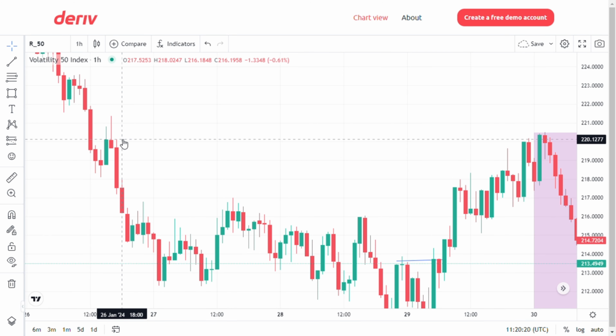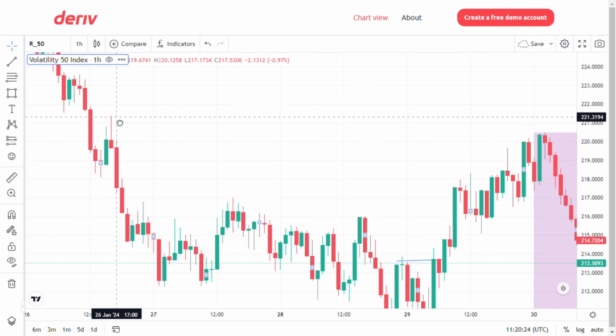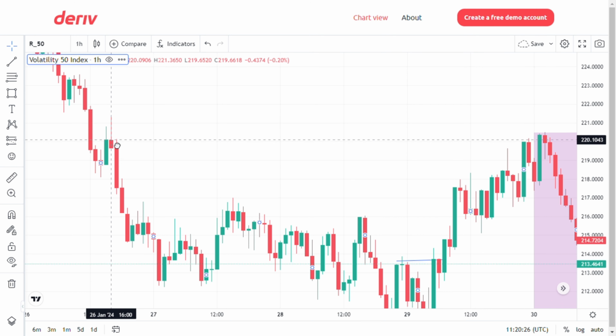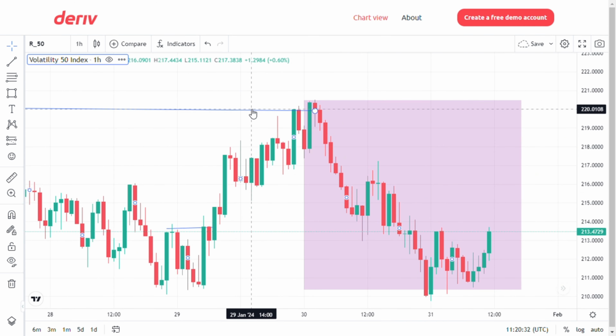I usually take my profits on the bodies of the candle. I don't put my take profit on the wicks. I usually consider taking my take profits on the body of the candle, since I find it very efficient with my trading strategy.